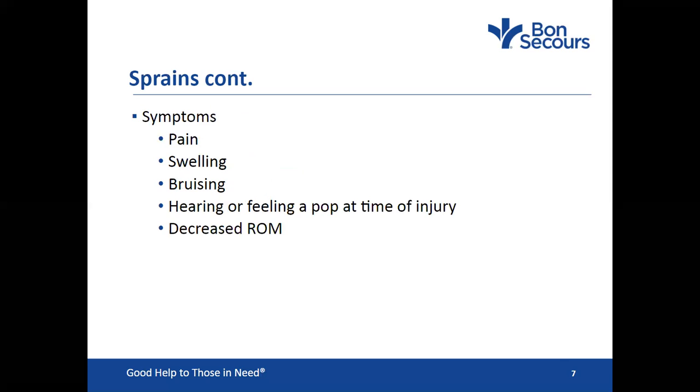Some symptoms of sprains include pain, swelling, bruising, hearing or feeling a pop at the time of injury, and decreased range of motion at the joint. If you have an athlete with any of these symptoms, please contact your athletic trainer and they will do an evaluation and determine the best plan of care for your athlete.